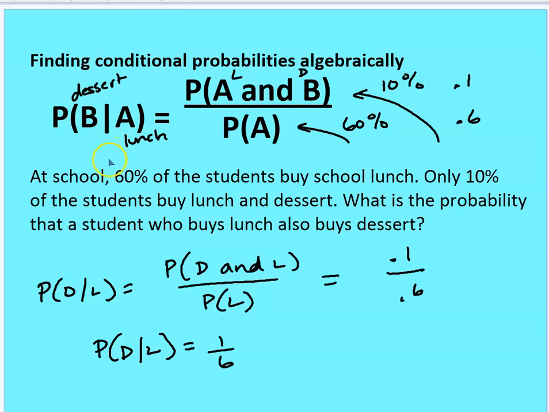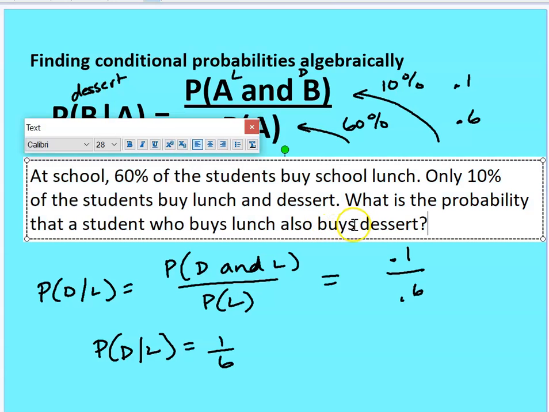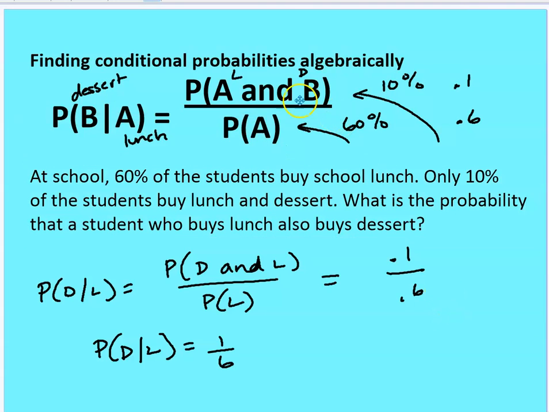Right, so at a school, 60% of the students buy a school lunch. So school lunch is probability of A. Only 10% of the students buy lunch and dessert. And I should probably say, who buys lunch also buys dessert. So what's the probability that a student buys dessert given that they've already bought lunch? So I have probability of dessert given lunch, probability of lunch and dessert, and the probability of lunch here.